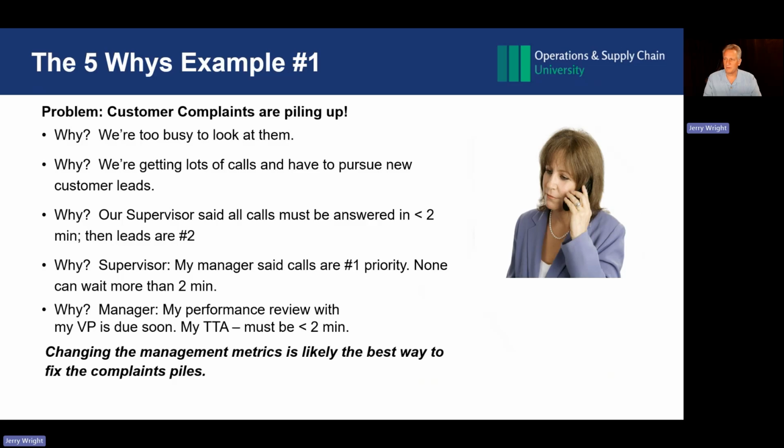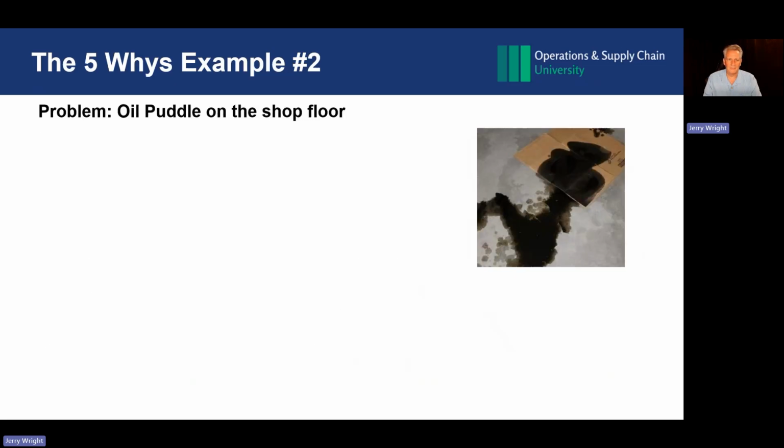So that's one example of using the 5 Whys. So that's more of an administrative Kaizen example. Let's look at more of a distribution or factory type example. So the problem we see is we're walking through the shop floor and we see oil on the floor.